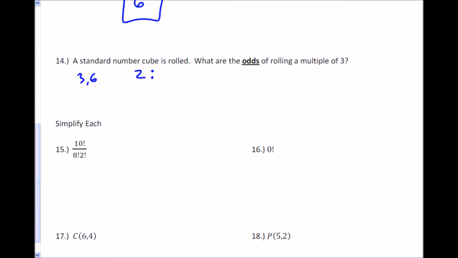Okay, so if I can roll a 3 and a 6 to get a multiple of 3, I could get a 1, a 2, a 4, or a 5. There's 4 options where I don't get a multiple of 3. So the odds are 2 to 4, which reduce to 1 to 2. Okay, again, probability is favorable over total. Odds is favorable versus unfavorable.